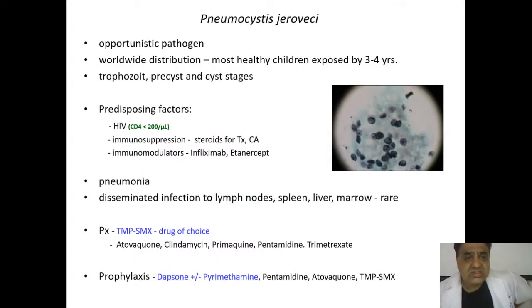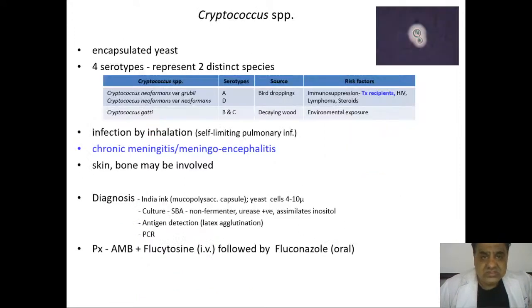Pneumocystis, a fungus, is a very important pathogen in the HIV era, where the CD4 count is below 200, but also in transplant recipients it can cause a pneumonia or a disseminated infection. Treatment is by the combination of trimethoprim-sulfamethoxazole; atovaquone, clindamycin, primaquine, and pentamidine are also useful. Dapsone with pyrimethamine is a drug of choice for prophylaxis against Pneumocystis.